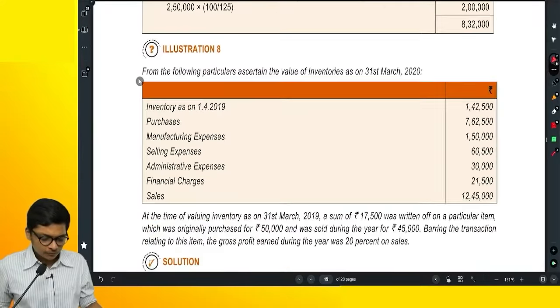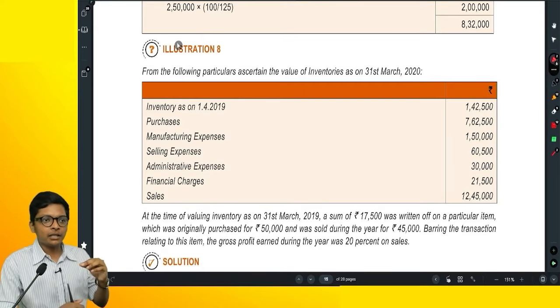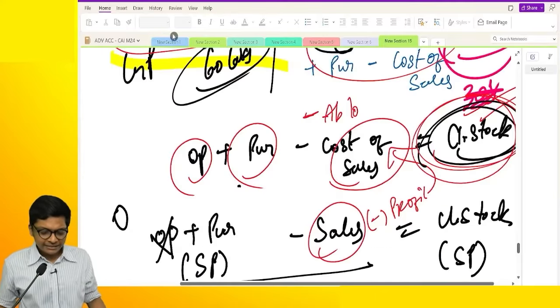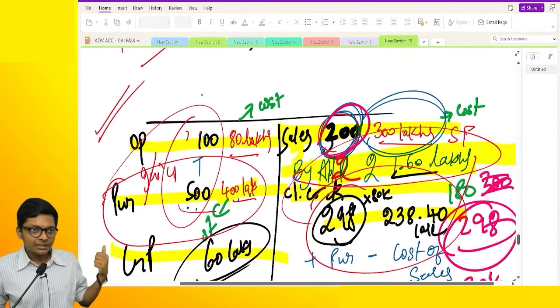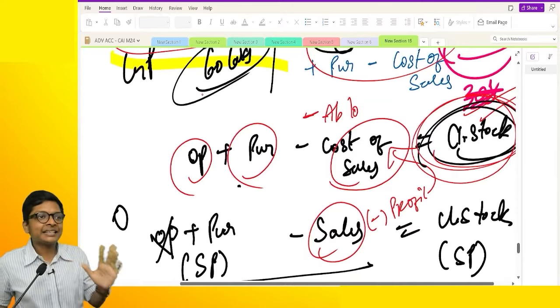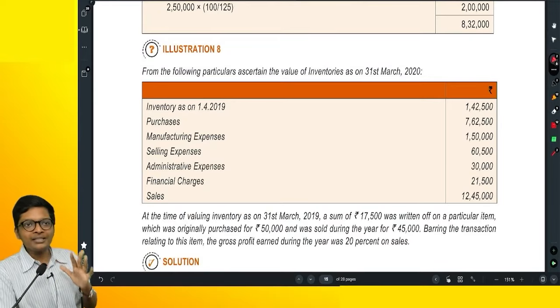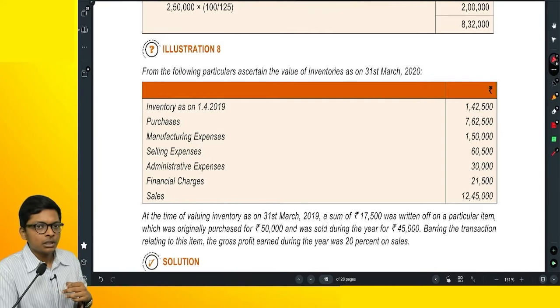Illustration 8. These 3 sums, keep in mind this equation, guys. This and this equation, and remember adjusted selling price method. In the chapter, in all the sums, what is the final answer? We have to find how much the closing stock is. How you find it is the skill.